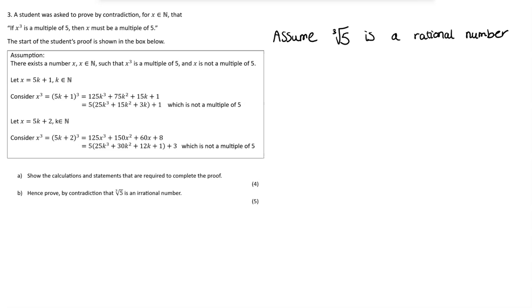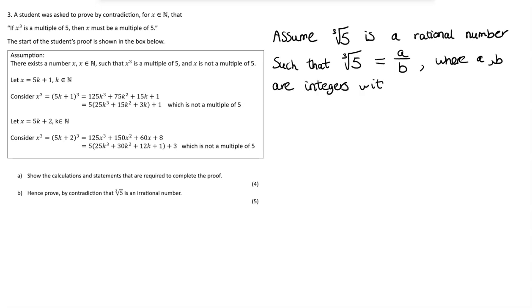So we'll say that the cube root of 5 is a rational number such that, going into that definition, the cube root of 5 can be written as a over b, where a and b are integers with no common factors other than 1. So we start by writing the cube root of 5 as a over b. The cube root of 5 equals a over b.